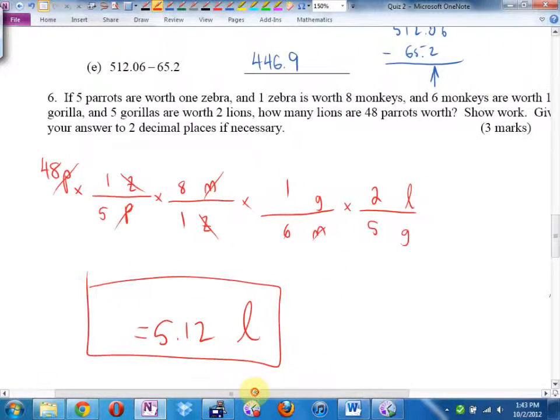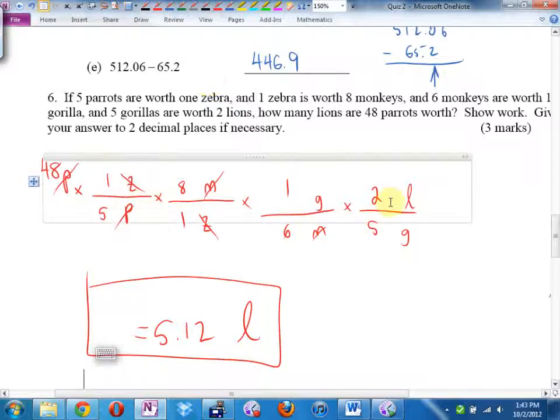3 marks if you got that. Otherwise, I would give you 1 mark if you started a chain, and then a half mark off for each one of these you had in the wrong place. So there's 1, 2, 3, 4 conversion factors. If you've got them all in the wrong place or upside down, that means you've lost 2 marks. The best you can do is 1 out of 3.